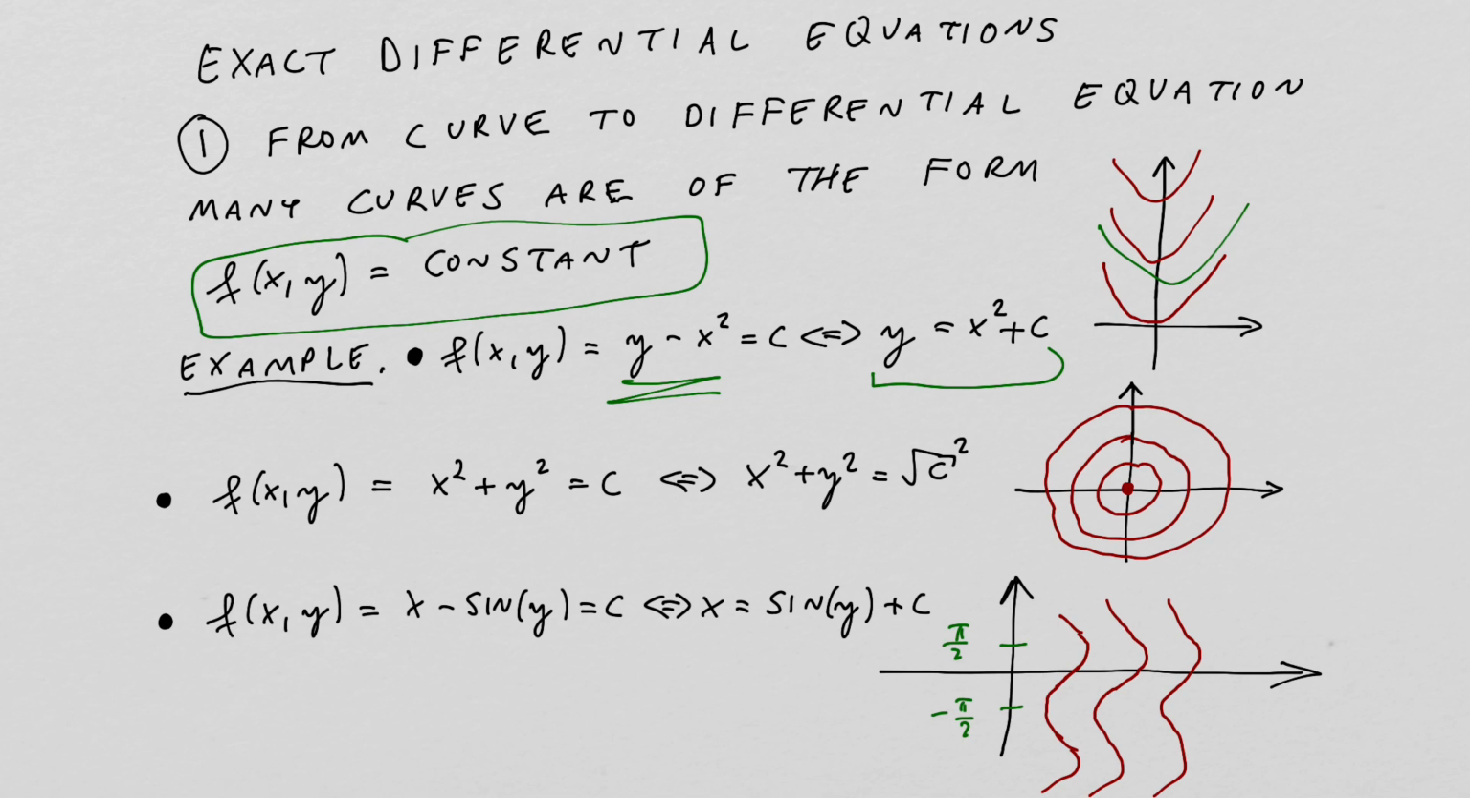On the other hand, if the function would be x squared plus y squared is a constant, we would get some circles. And if the function of y would be a little bit more complicated, we might have something like this. We might have some curves that are better expressed in the way that x is something.